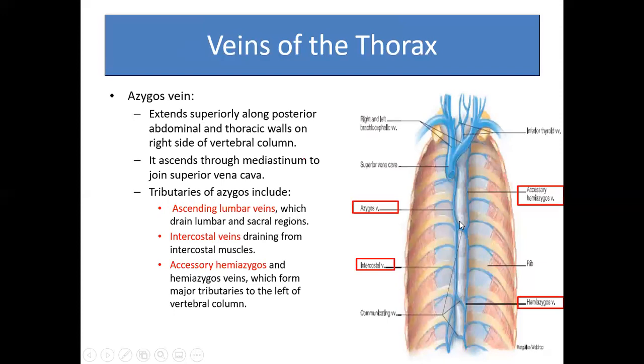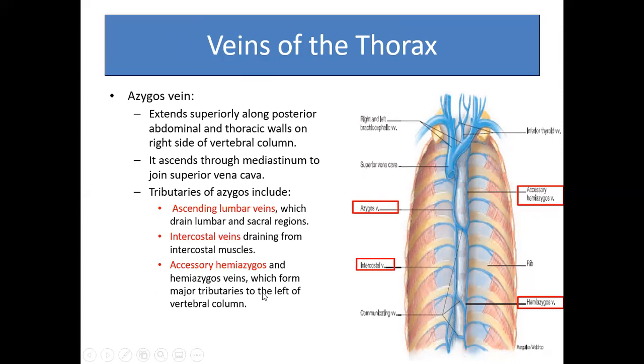It ascends through the mediastinum to join the superior vena cava. So this is the azygous vein. Later it joins the superior vena cava. The tributaries of the azygous vein include the ascending lumbar vein, which drains the lumbar and sacral region, and the intercostal veins. You can see here the tributaries that drain into the azygous vein.